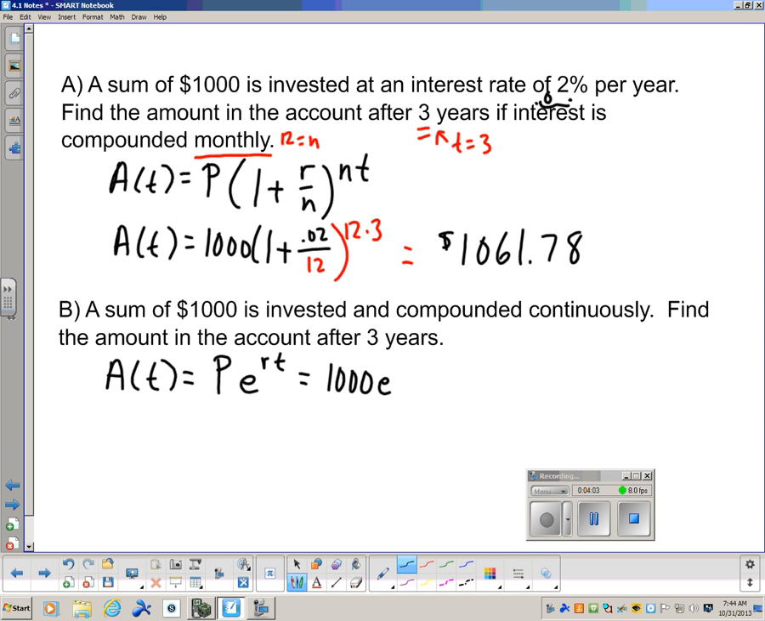Banks don't do that because it would give you a lot more money in the long run here. So what do we got here? We got e to the rt power here. Compounded continuously, find the amount in the account after 3 years. And the interest rate is still at 2%. I forgot about that, at 2% for the interest rate there. So put it in there, 0.02, and then times t here, which is 3. And now we can just simply plug that into the calculator here.